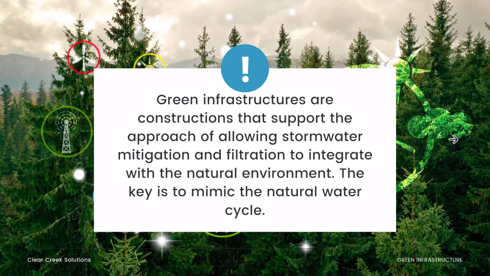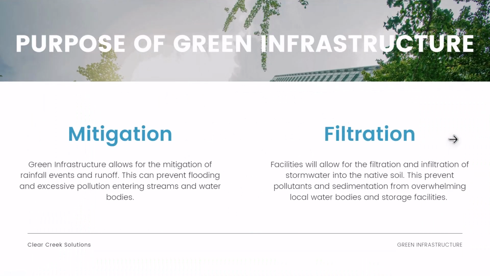So green infrastructures are constructions that support the approach of allowing stormwater mitigation and filtration to integrate with the natural environment. The key here is to mimic the natural water cycle. Because we have all this urban land, buildings, roads, sidewalks, etc., we're trying to find a way to recreate the pre-developed scene while also having the luxury of modern development, modern buildings. So the idea is if we can create facilities that integrate with the natural environment and mimic how the natural water cycle actually works, we can do our best to preserve the actual water cycle. We have many videos on the water cycle and different forms of pollution, so we can avoid forms of pollution and reenact the water cycle to a degree in these heavy urban areas. So that's kind of the purpose of green infrastructure.